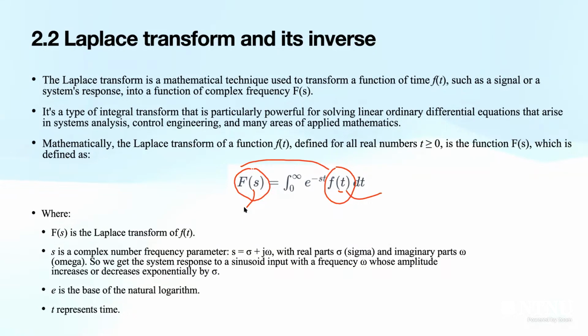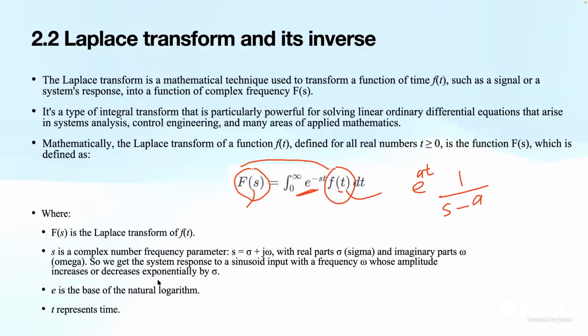So the Laplace transform of a function f of t, defined for all real numbers t greater than or equal to 0, will be the function F of s, which is defined using this integration: the integration from 0 to infinity of exponential minus st multiplied by this function, dt. In fact, if you have any function f of t, you can just do this transformation. For example, if f of t is e to the power of at, I can do this integration and find its equivalent in the frequency domain, which will be 1 divided by s minus a, right?